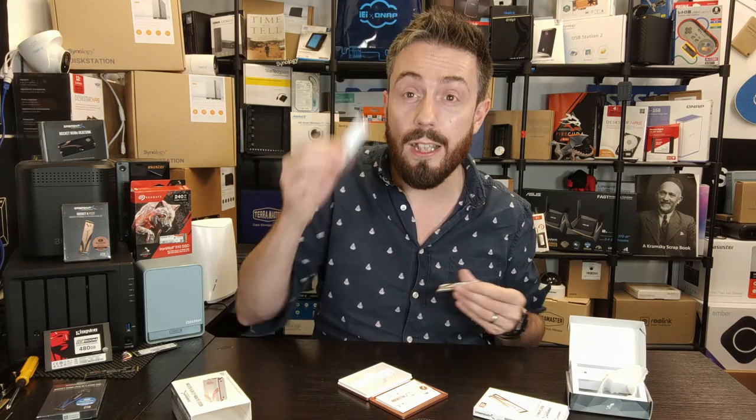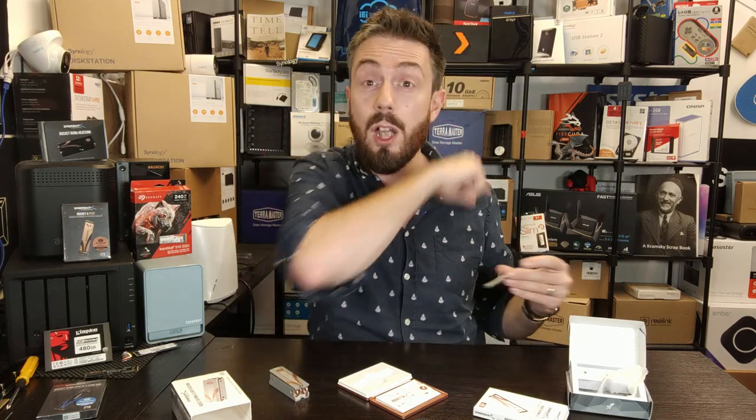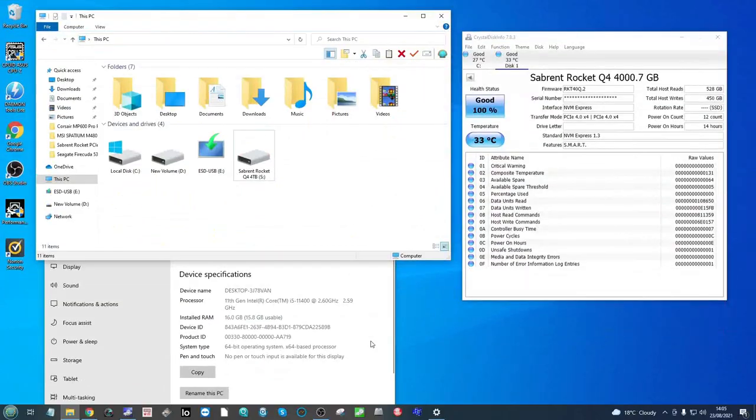We don't give it too much because we want to keep it realistic, but enough that we can be fair, and we are going to be utilizing this heatsink. Let's make our way to the test bench. Okay, so we're on the desktop of my test machine, and there is the Sabrent Rocket Q4 4TB model that we're going to be running through tests with today.